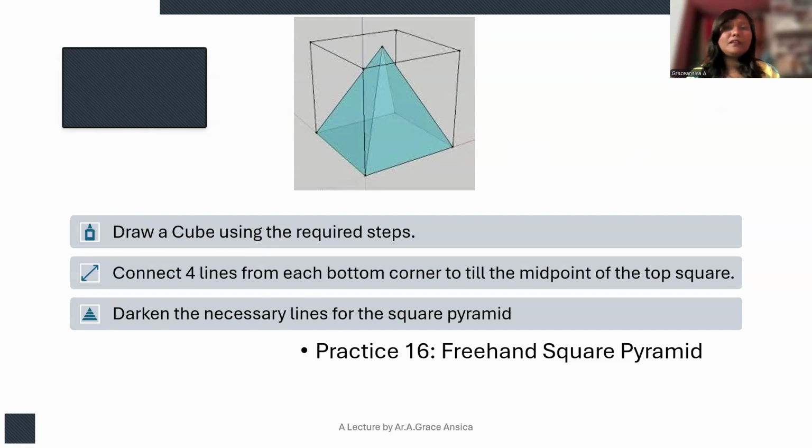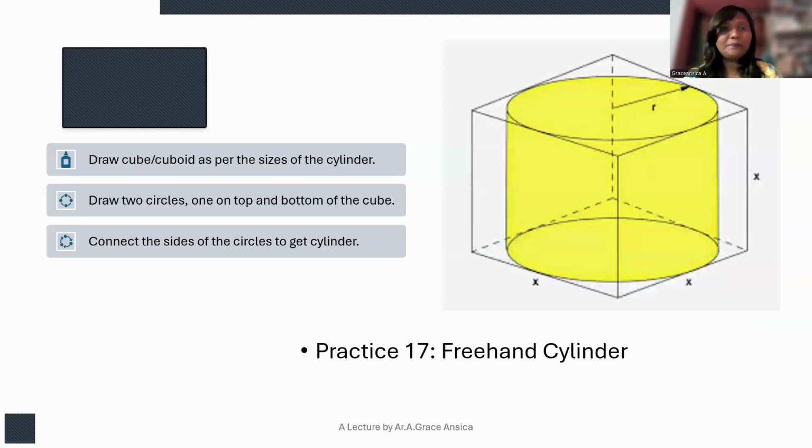Okay. So from the corners connected to the center of the top square, you'll get the square pyramid.